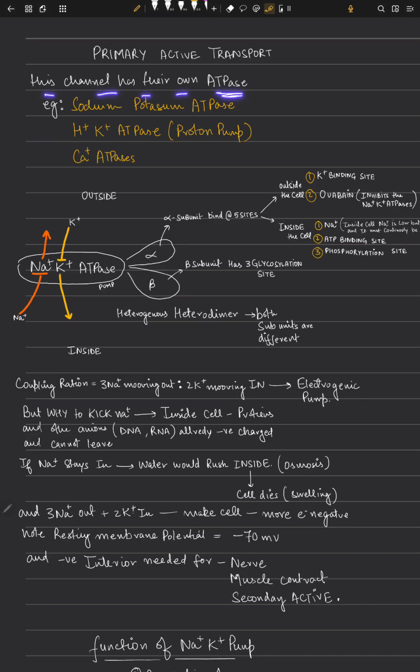These channels have their own ATPases. These are like pumps for ATP. For example, these are like pumps and they use ATP for the transport. Basically, this is the concept.